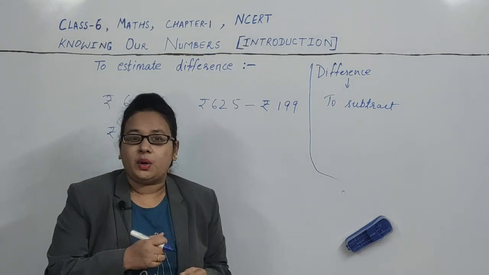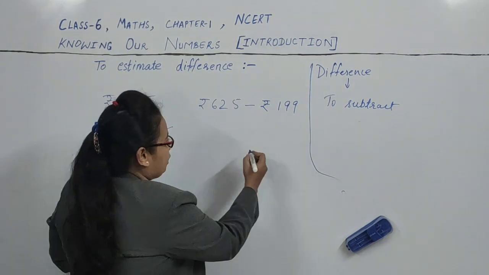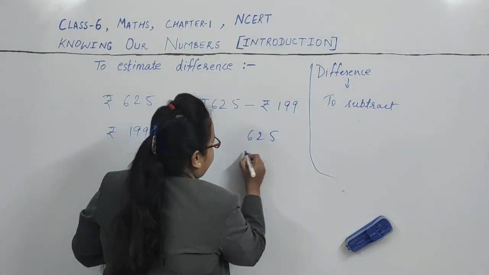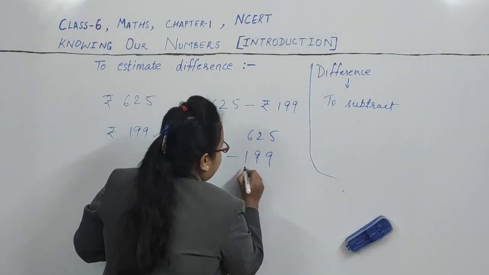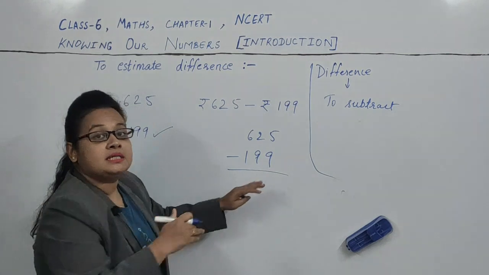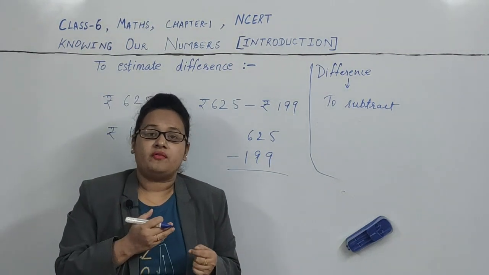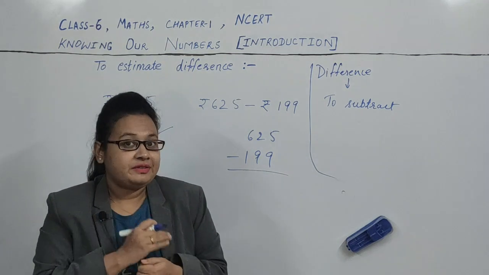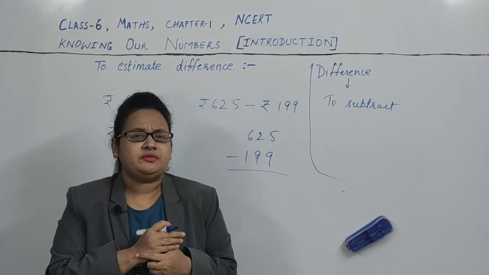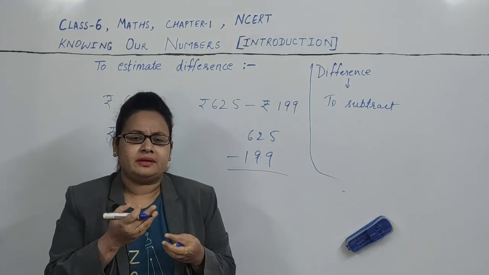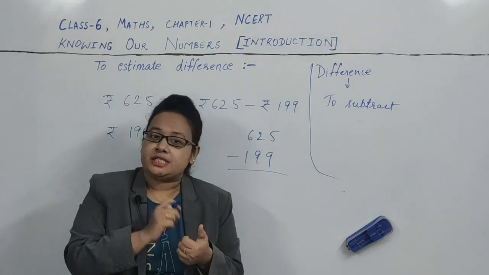So, but I don't want to calculate it. I don't want to do the actual subtraction, 625 minus 199. I just want to get a rough idea of how much money will be left with me, around 200, 300, or how much will be left with me. I just want to know that.